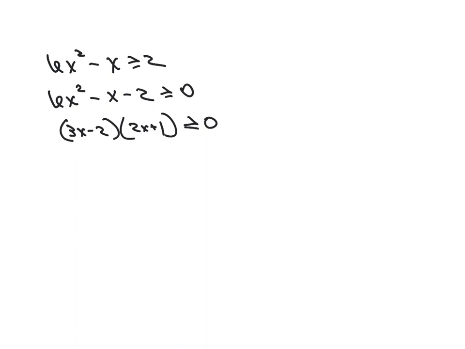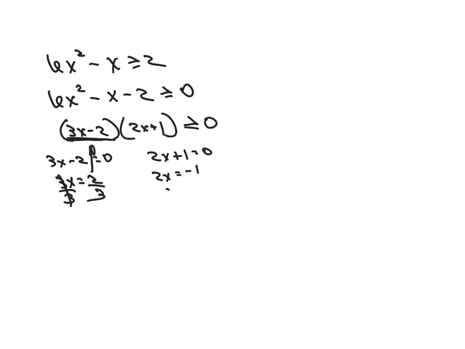Okay, so now I need to find out what is going to make this 0. What x value is going to be equal to 0? So that would be 3x equals 2, divide by 3, divide by 3. So x is equal to 2/3 for this one. 2x plus 1 equals 0. What number can I put in there for x? It's going to give me 0. So I'm going to subtract 1 from both sides, divide by 2. That's going to be -1/2.